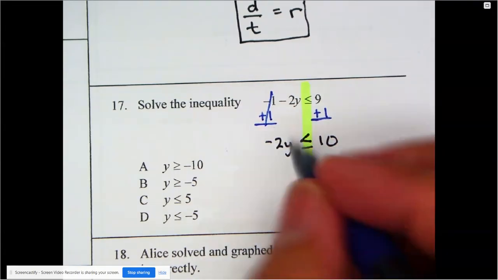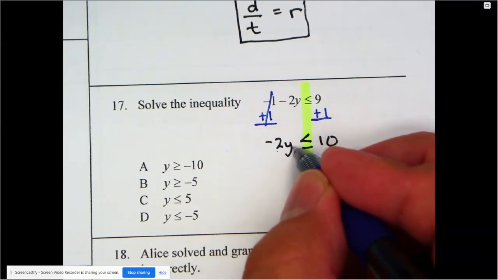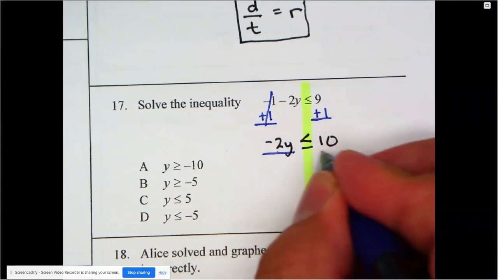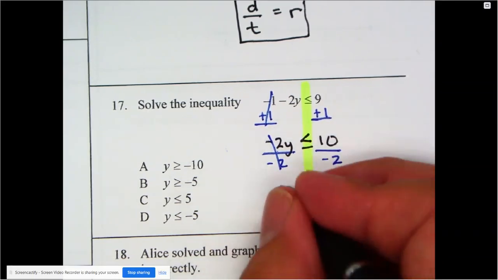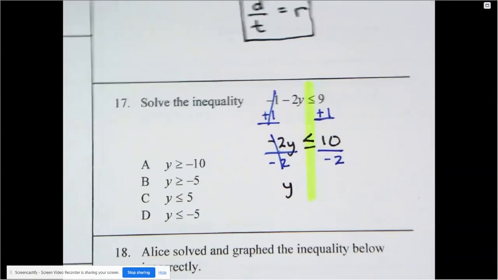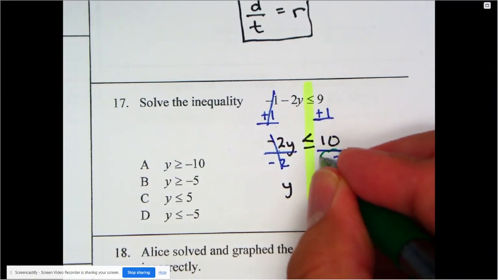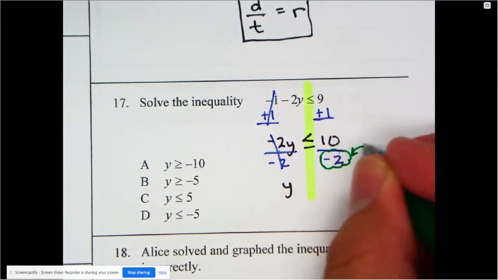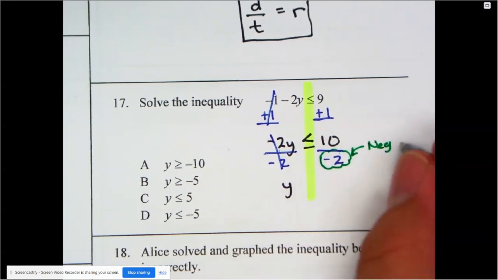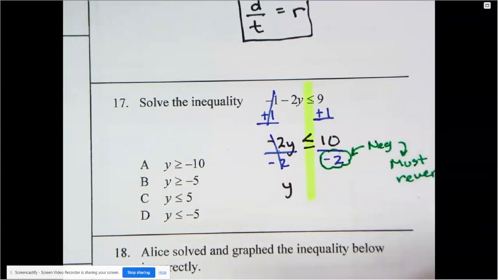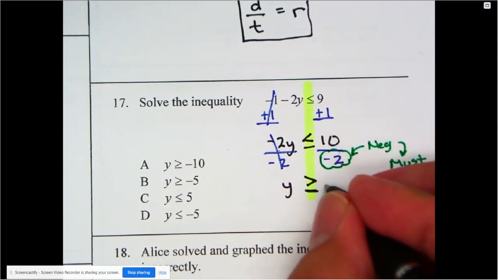All right. Now we want to get rid of the -2 that's right next to the y. Well, there's only one thing to do when you're trying to get rid of a number next to a letter, and that's division. They are multiplying, so we're going to bring in division to get rid of it. But remember what we said. Look at what we divided by. We just divided by a negative. And we said when you divide by a negative, when you ask the question, do I reverse it, yes or no? Remember, you must reverse. So my answer says greater than or equal to now. And then 10 divided by -2 is -5.